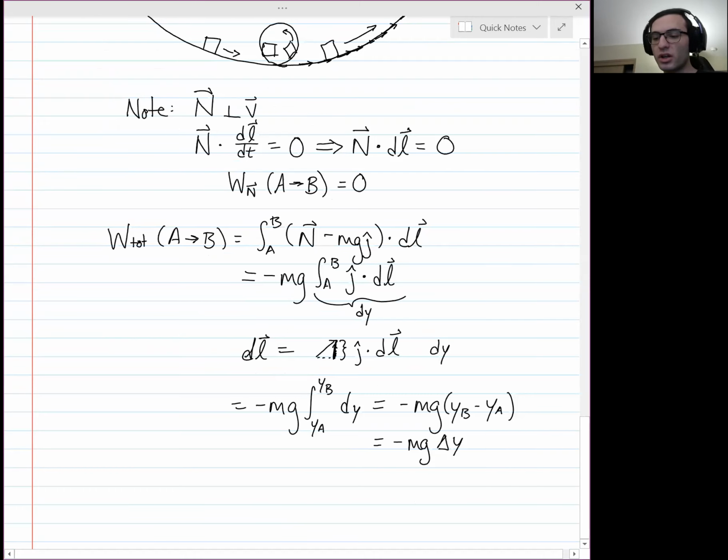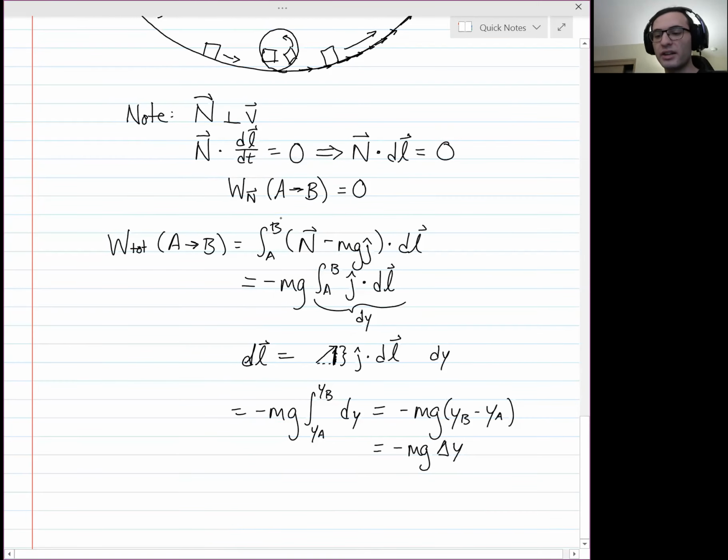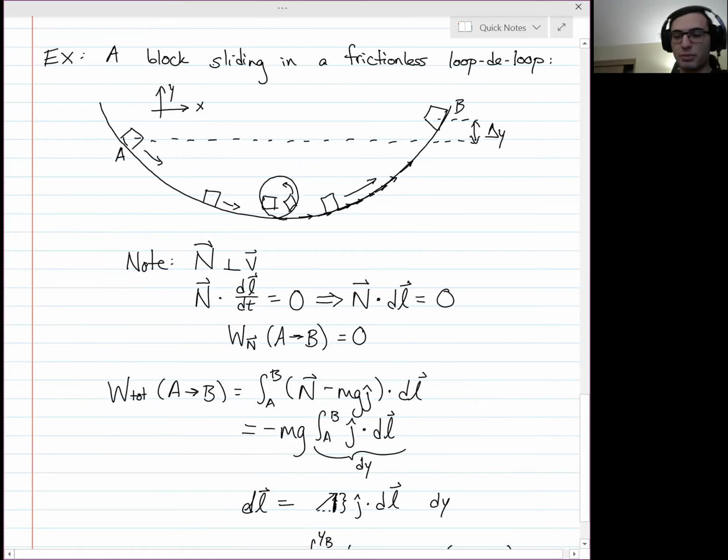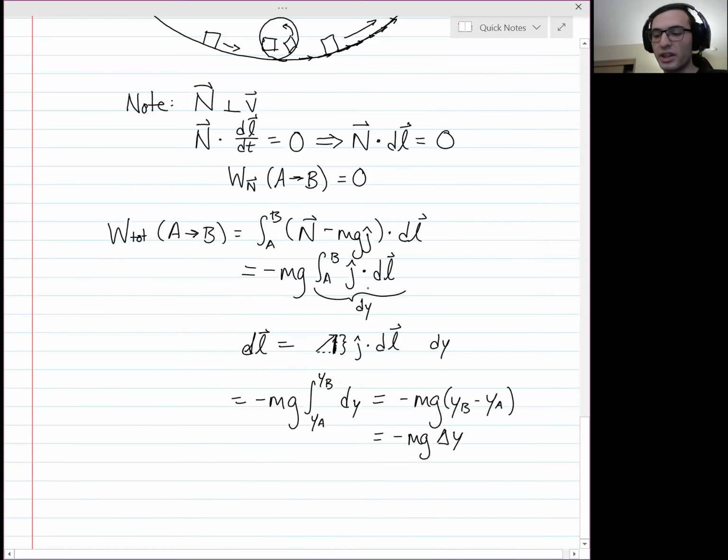Good question, Cody. The reason why is that A and B are just positions, and ya and yb are the vertical coordinates of those positions, because we're only looking at the vertical component, the dy, because we are dotting j with dl.